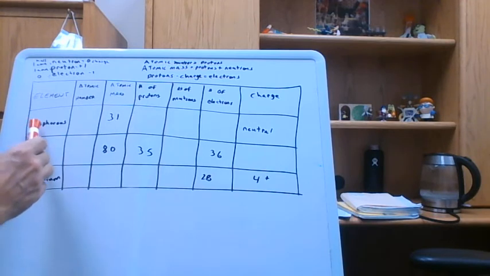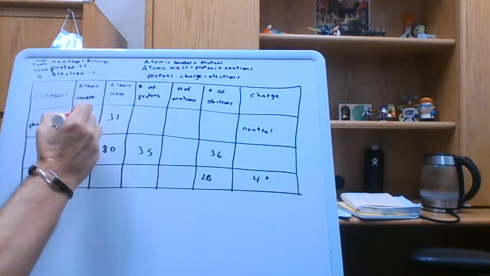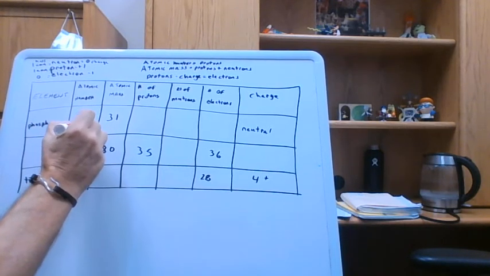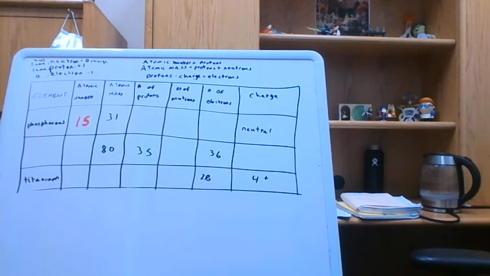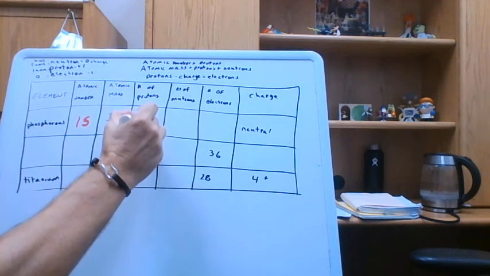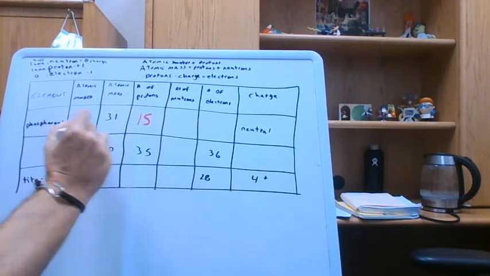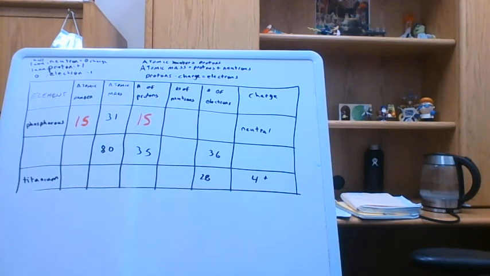So if we're trying to fill in a table like this, if we know the element's name, then we can just find it on the periodic table, and that will give us its atomic number. And in this case, phosphorus is element number 15. And what makes an element the element it is is the number of protons it has. So phosphorus always has 15 protons. So the atomic number and the number of protons are going to be equal.